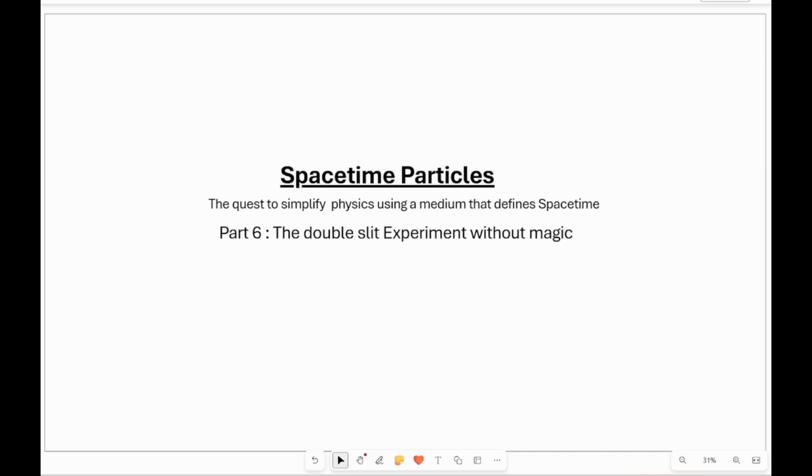a medium that defines spacetime to solve some of the more uncertain theories, or at least simplify some of the more uncertain theories that we have out there to explain some of the physics phenomena that we're observing. In this particular episode, we're going to talk about the double slit experiment, and we're going to try to come up with a model that explains the phenomenon of what we see without any sort of magical phenomenon. And we'll get into what I mean by magic later.